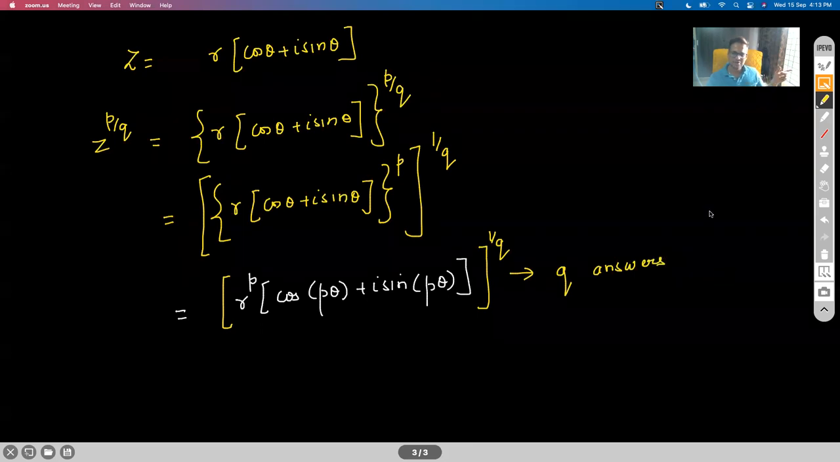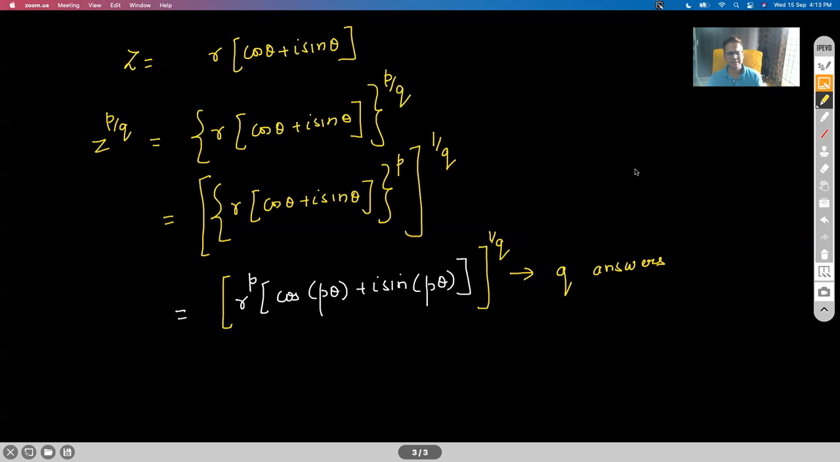In the previous De Moivre's theorem form where the power was just an integer, we only got one answer, right? R to the power n cos n theta plus i sine n theta, or R to the power n cis n theta. But unlike the previous case, here I will get Q different answers, right? So basically the denominator of your power, that many number of roots I will get. Are you getting my point? Or that many number of answers I will get. So how do you find these Q answers?